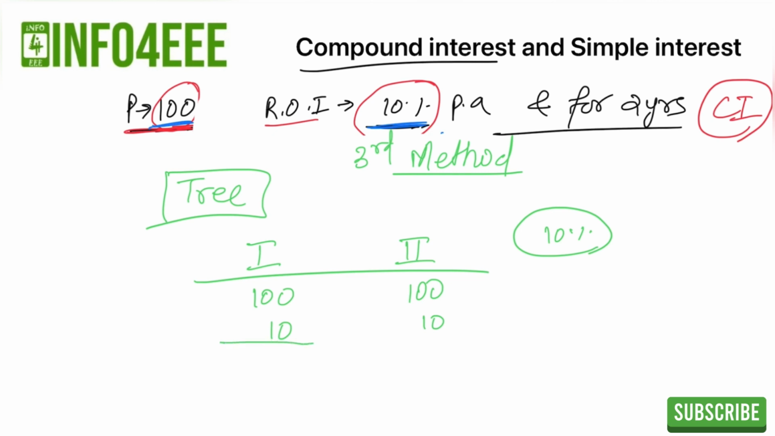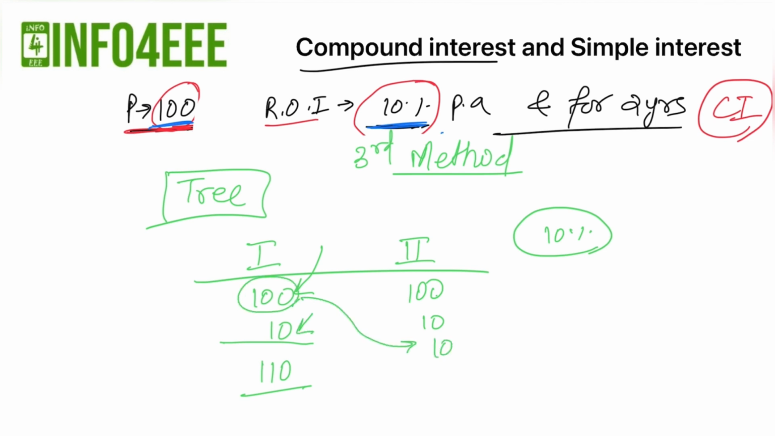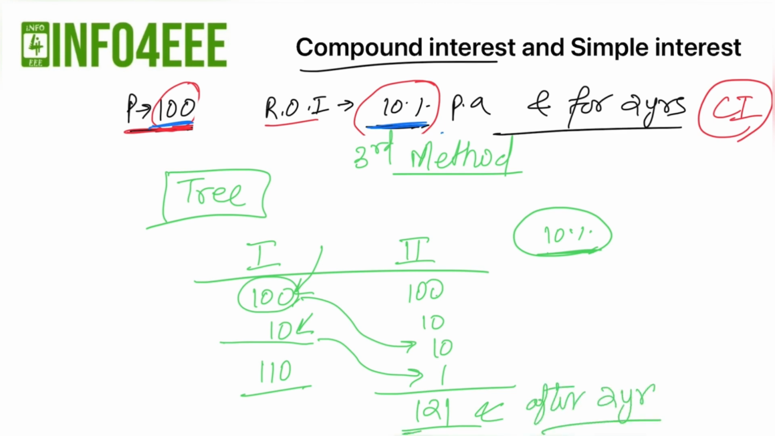So at the end of the first year, you will get 110 rupees. But for the second year, you will get the interest on this 100 rupees as well as the interest on this 10 rupees. So the interest on this 100 rupees will be 10. The interest rate is 10%, and 10% of 10 rupees is 1. So if you add all of these values, you will get 121. So this is the amount after 2 years. So this is your answer.